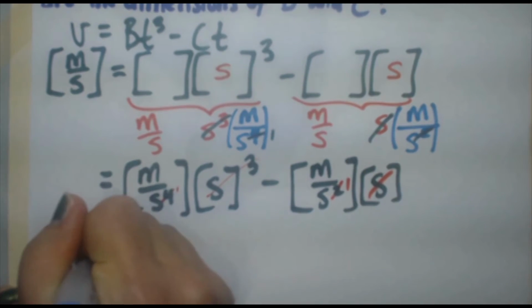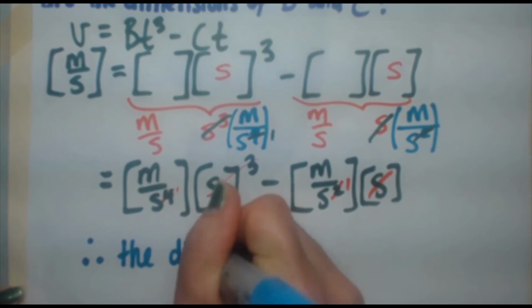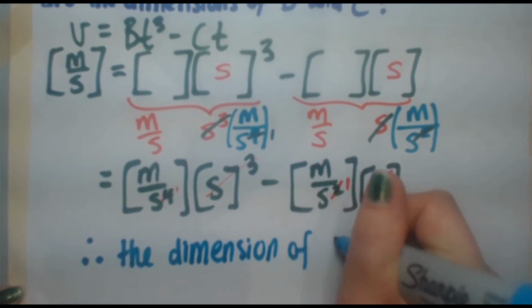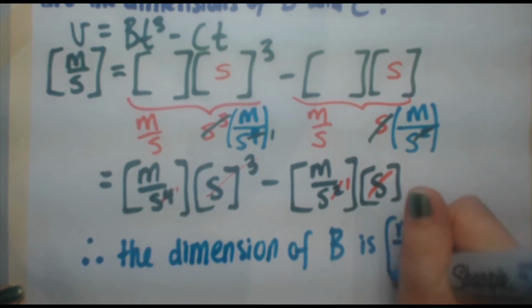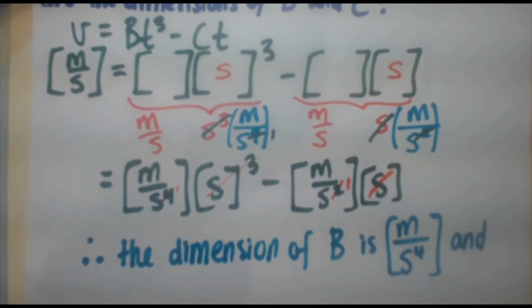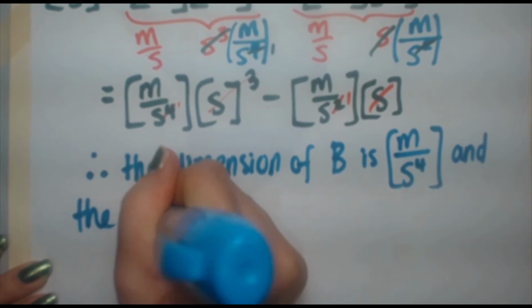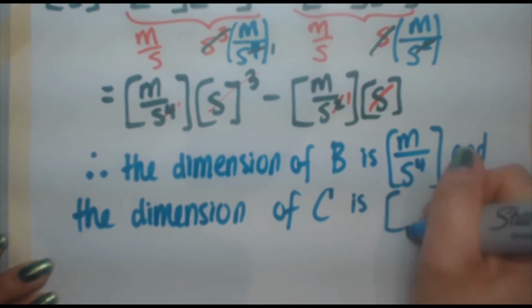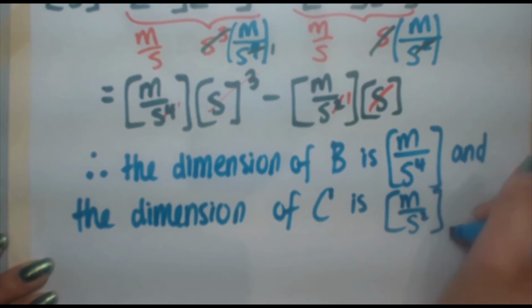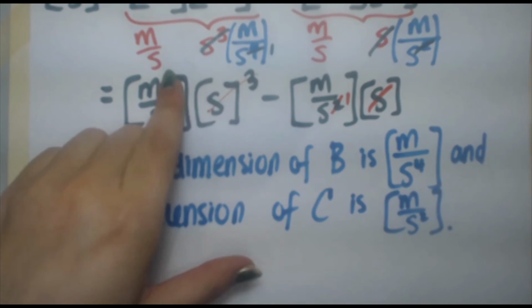So therefore, the dimension of b is meters per second to the 4, and the dimension of c is meters per second squared. Okay, so again, all it comes down to is looking at what you have, what you're trying to achieve, and what you need to multiply by in order to achieve that.